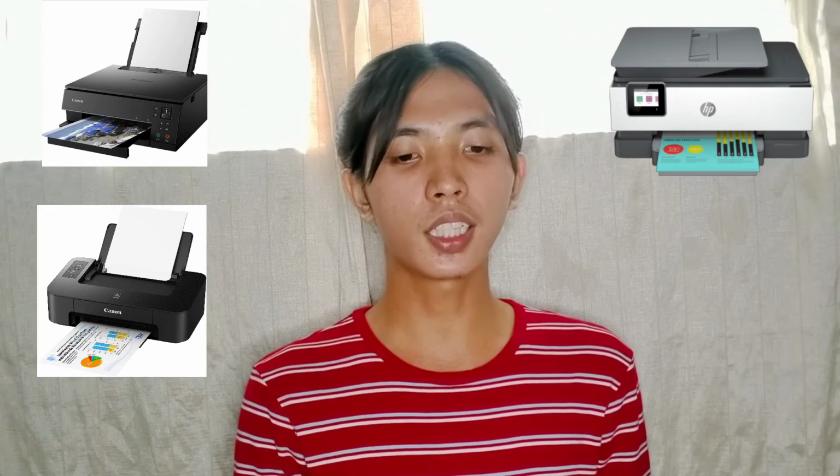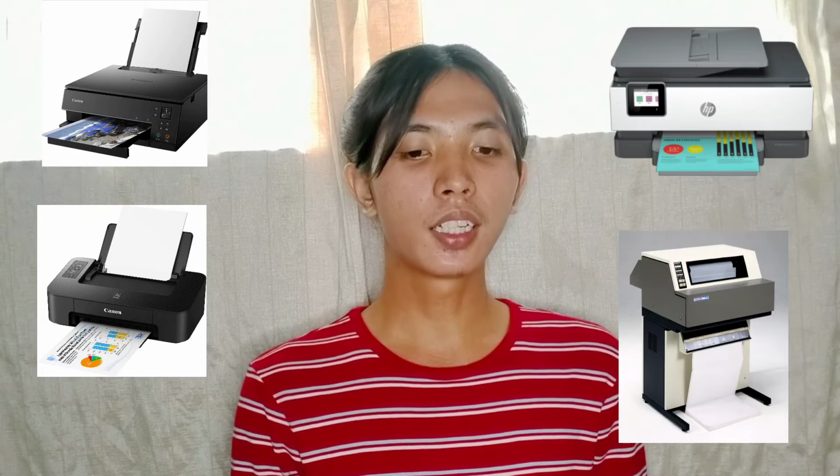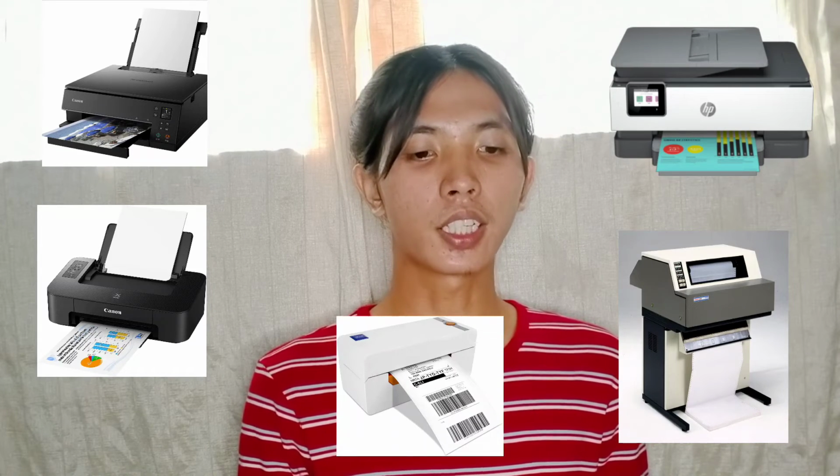We have different printers. Letter A, inkjet printer. Letter B, laser printer. Letter C, LCD and LED printer. Letter D, line printer. And letter E is thermal printer. Number 5 is speaker. We are done with input and output devices. And now let's start to discuss the ports.